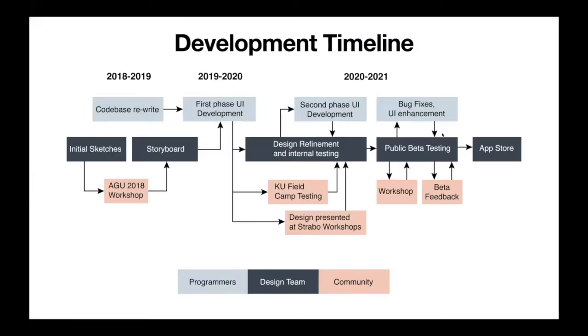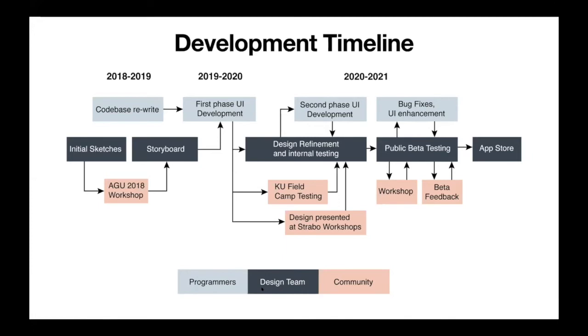Just to summarize the development timeline, as Doug mentioned, we started in 2018 accumulating feedback from the first version of the app. And from that, we knew that we needed to do a few things. And one of those things was a code-based rewrite. So this flowchart has what the programmers did at the top, the design team in the middle, and then outreach to the community and feedback from the community on the bottom.